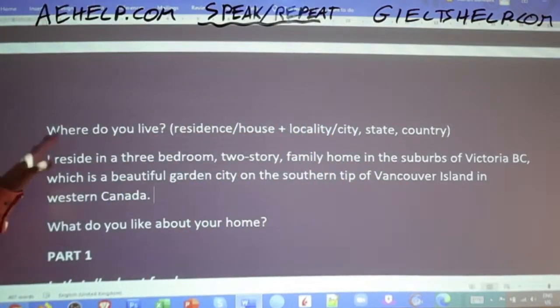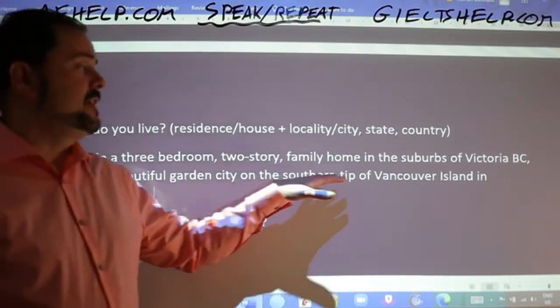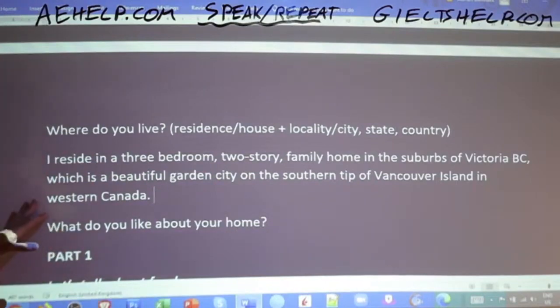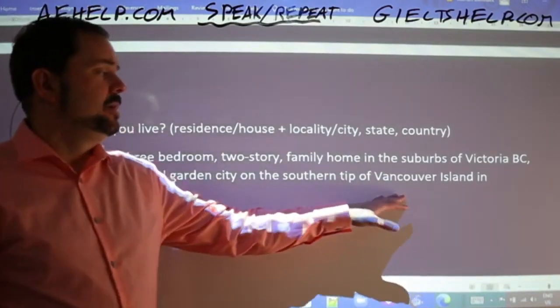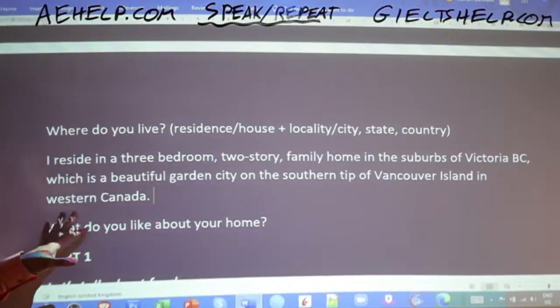Okay, so here we go. Repeat after me. Where do you live? I reside in a 3-bedroom, 2-story family home in the suburbs of Victoria, BC, which is a beautiful garden city on the southern tip of Vancouver Island in Western Canada.